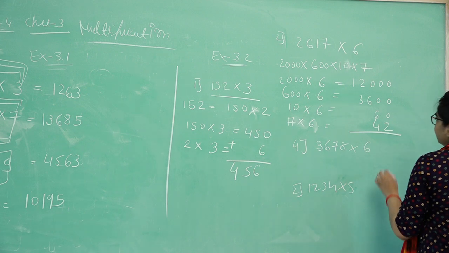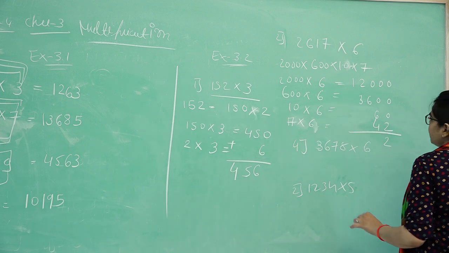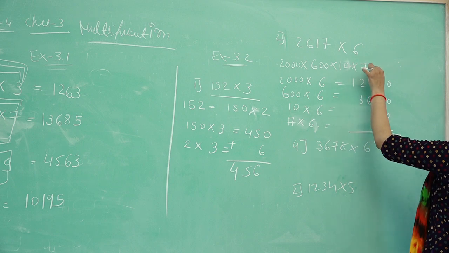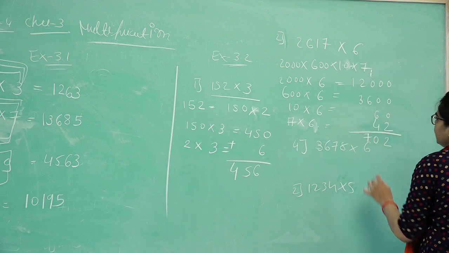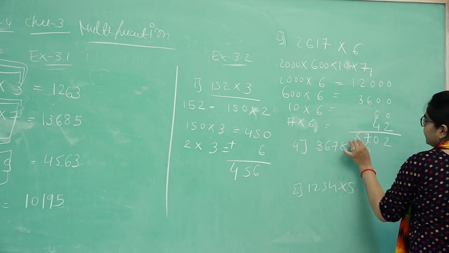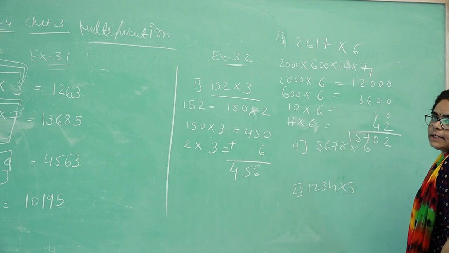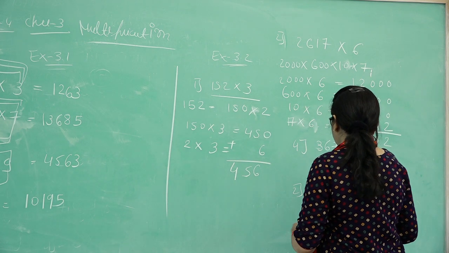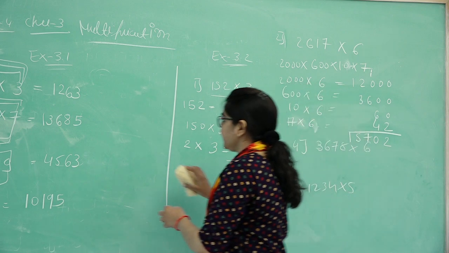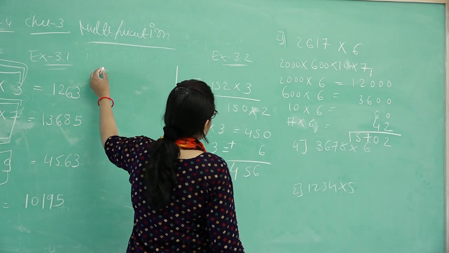Okay, then after, addition. 2 plus 6 is 8, 6 plus 4 is 10, 0 here, 1 carry over. 6 plus 1 is 7, then 3, 4 and 5 and 1 here. This is your answer. Okay, so our second example, solve 1234 into 5.